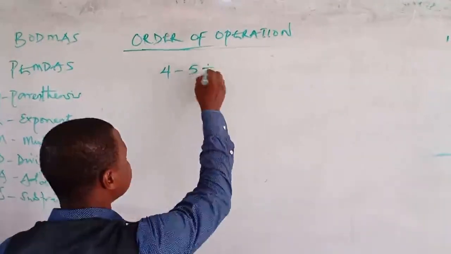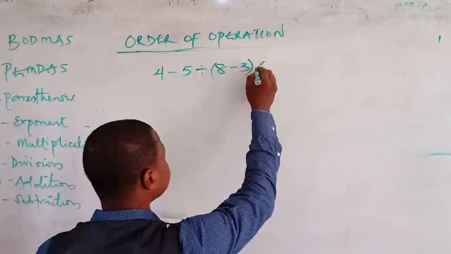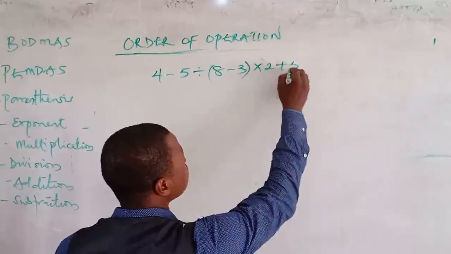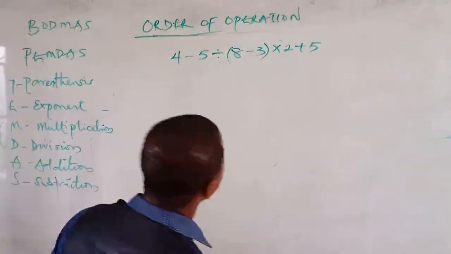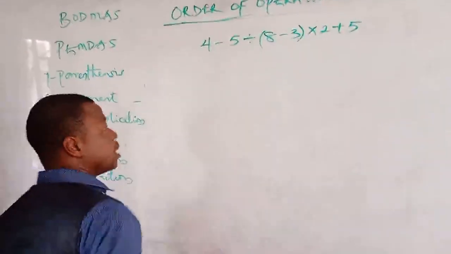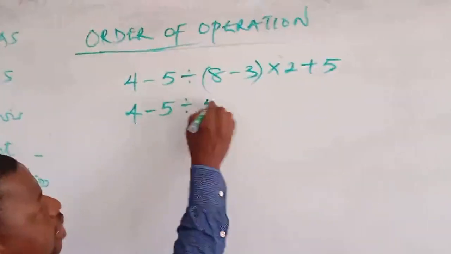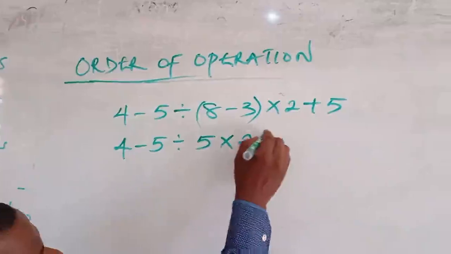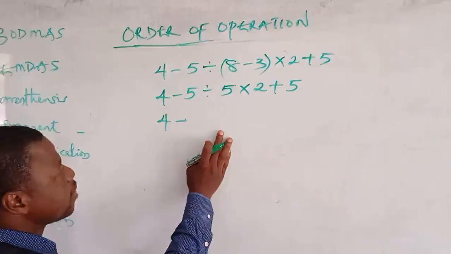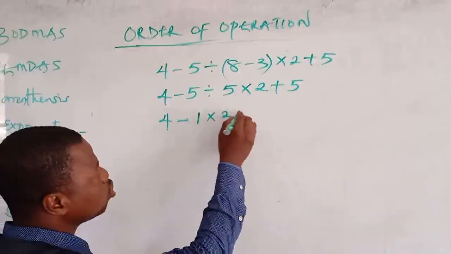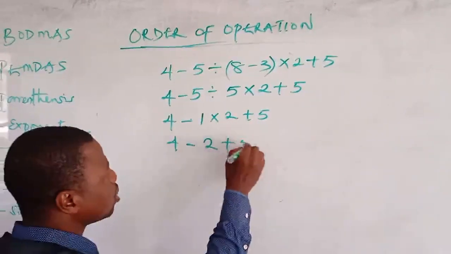4 minus 5 divided by 8 minus 3 in bracket multiplied by 2 plus 5. So we have 4 minus 5 divided by 8 minus 3 multiplied by 2 plus 5. So we deal with the bracket first. 4 minus 5 divided by 8 minus 3, that is 5, multiplied by 2 plus 5. So this is 4 minus division. 5 divided by 5, that is 1, multiplied by 2 plus 5.